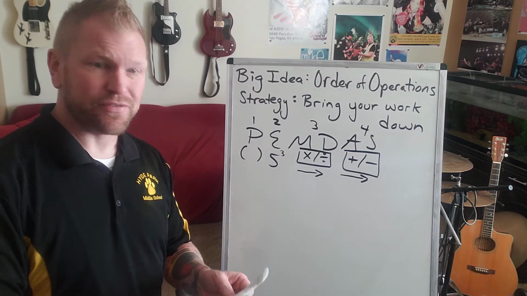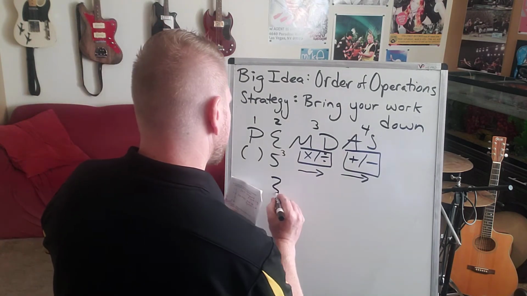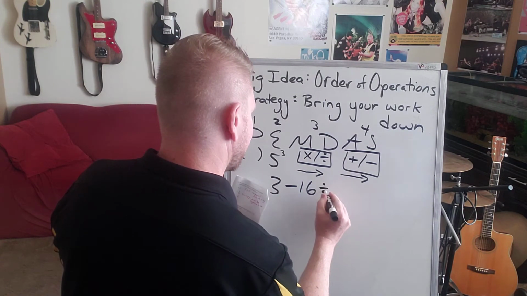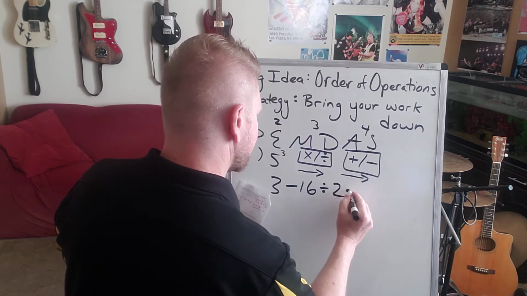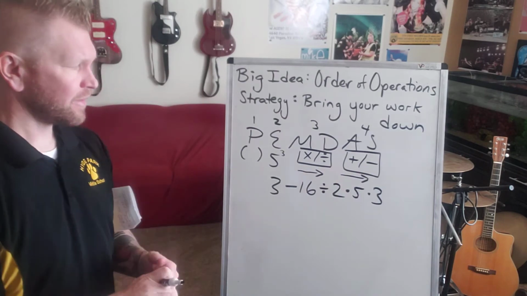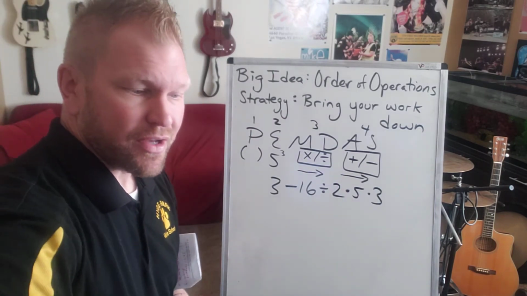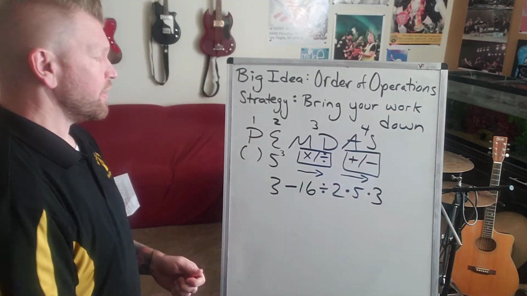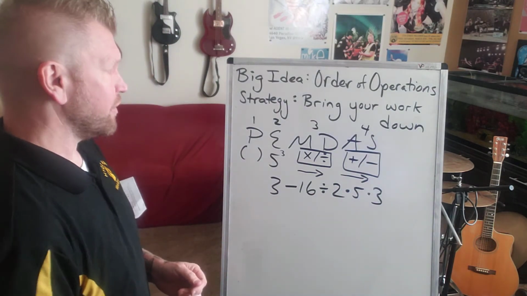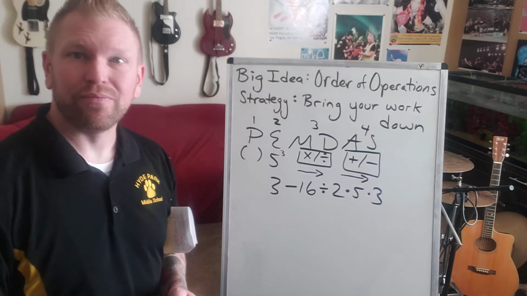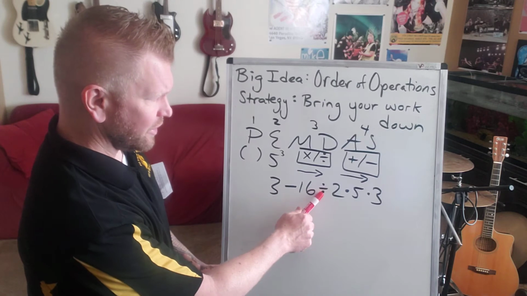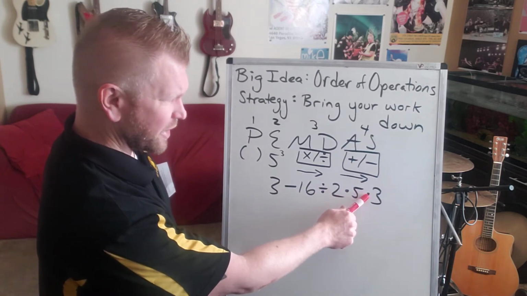Let's take a look at this specific problem. We've got 3 minus 16 divided by 2 times 5 times 3. All right, so are there any parentheses in this problem that are grouping anything? No. Are there any exponents that we need to worry about? No. Is there any multiplication and division? Yes, there's division, there's multiplication, there's multiplication.